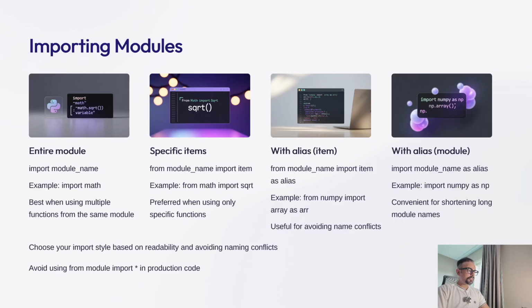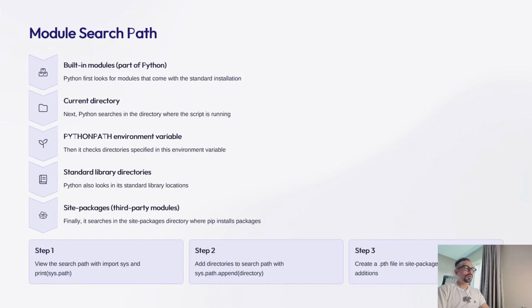Now, next, we are going to talk about the module search path. When you import a module, Python needs to find it, right? So it searches for modules in a specific order, starting with the built-in modules, then the current directory, followed by directories listed in the PYTHONPATH environment variable. Then it goes to the standard library directories, and finally it goes to the site-packages where third-party modules are installed. So this is the hierarchy in which it goes.